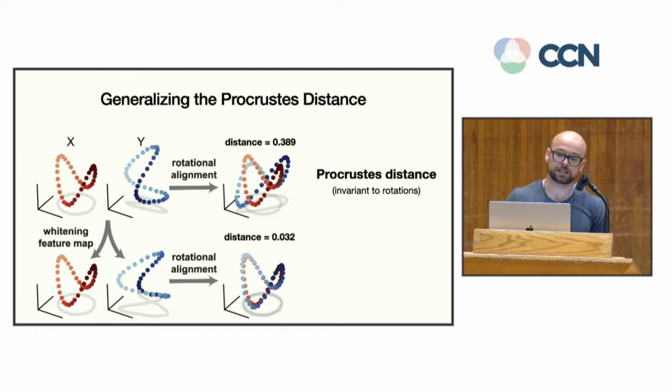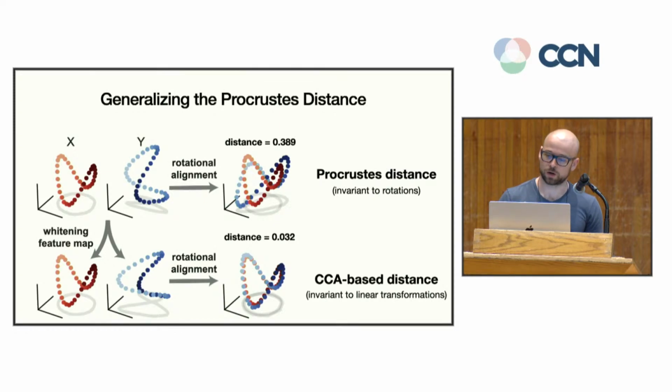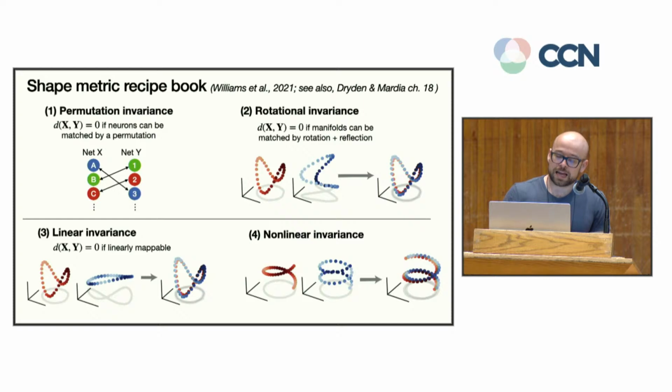And when I do this, I get a different number, which happens to be closely related to canonical correlations analysis. So this also satisfies the triangle inequality and is symmetric. But now we're not invariant only to rotations. We're invariant to a more general class of invertible linear mappings. And you can play that game in many other ways. So right here, I started by telling you about distance 2, rotational invariance. And then I just showed you how to get a linear invariant metric. That's distance 3.